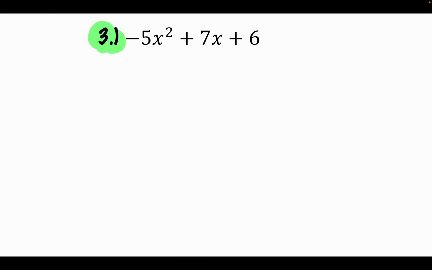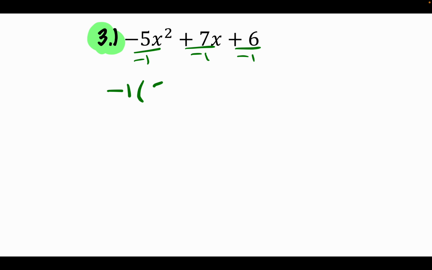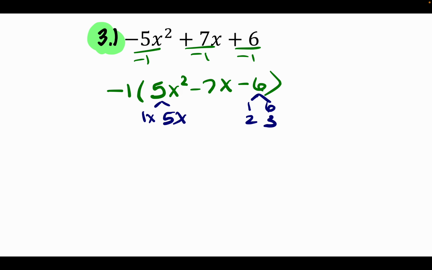On number 3, we see that our first term is negative. We can't have a negative, so we need to factor that out. If we take out a negative 1, that means just all of our signs change. So instead of being positive, they're now negative. Now we can factor our insides. This is going to give us a 1x and a 5x, and then 6 is 1 and 6, or 2 and 3.